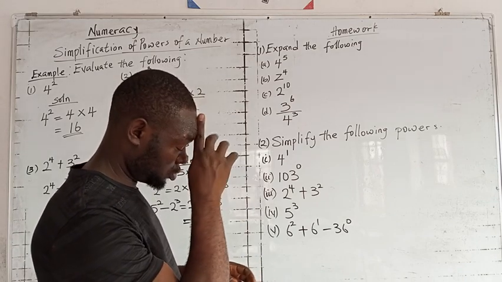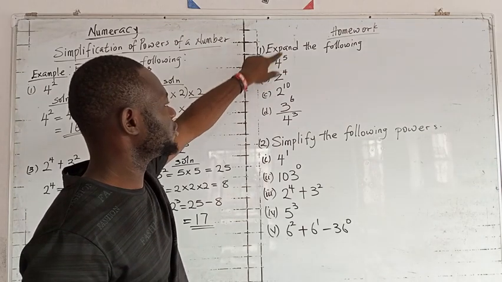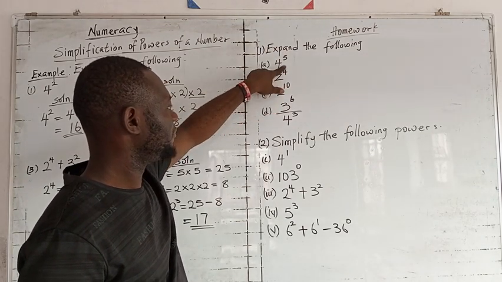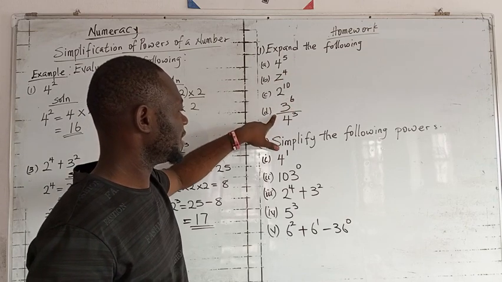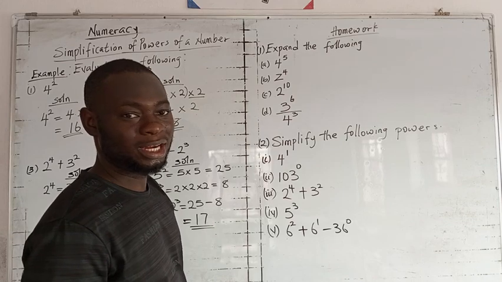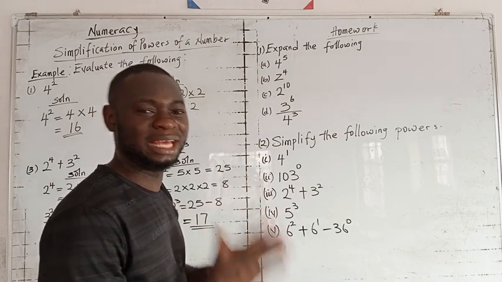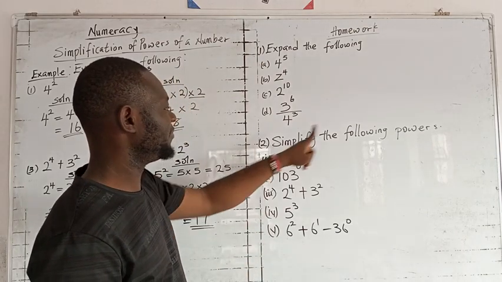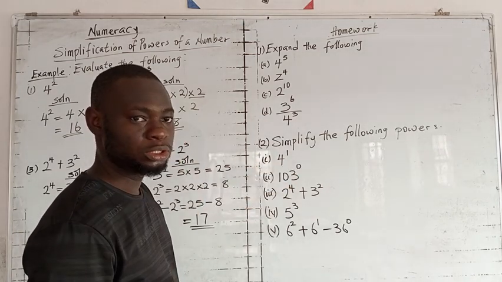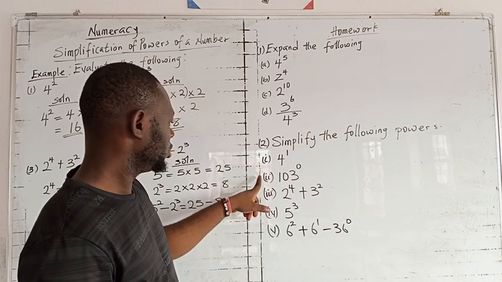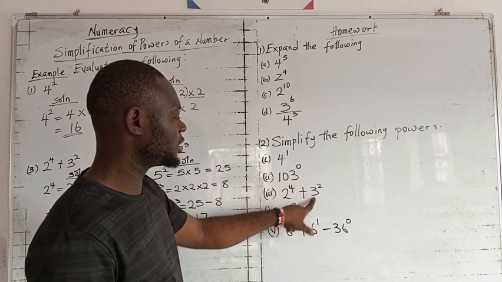Alright, so solve this for me. Here it says expand the following: 4 raised to the power 5, z raised to the power 4, 2 raised to the power 10, 3 raised to the power 6 divided by 4 raised to the power 3. Remember, you are not doing anything here. You are only writing the numbers in expanded form. Then number 2 says simplify the following powers. 4 raised to the power 1, I gave you 2 basic rules. So when you look at them, you know what to do. 103 raised to the power 0, 2 raised to the power 4 plus 3 raised to the power 2.